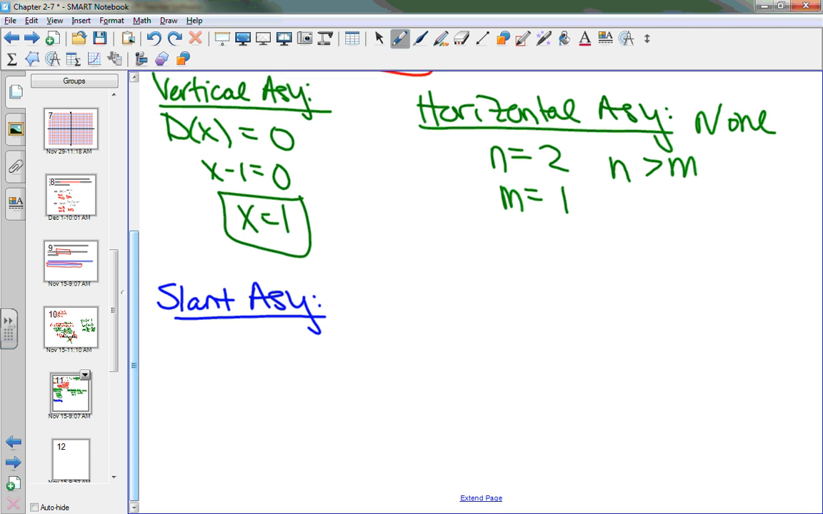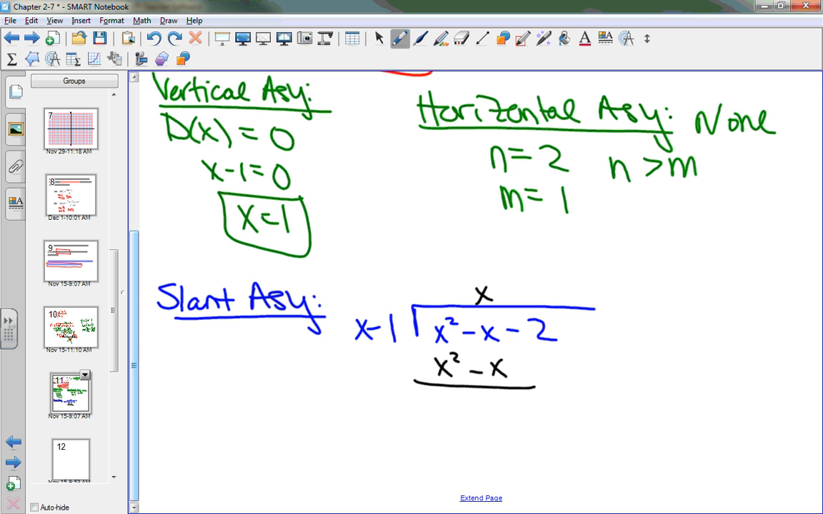So how do I find my slant asymptote? I need to do long division. X squared minus x minus 2 goes on the inside, and x minus 1 goes on the outside. What do I multiply x by to get x squared? X times x is x squared. X times negative 1 is negative x. What do I do? Subtract them, which means the signs change. Those cancel out and I'm left with negative 2. Can I multiply anything by x to get negative 2?